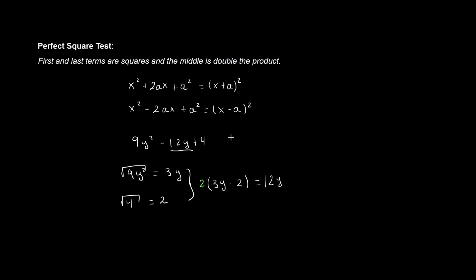It's a perfect square. So now we can just write it in its factored form as 3y, which is our first square, minus, because here we have a minus, 2, which is our last square. 3y minus 2 squared. And that's it.